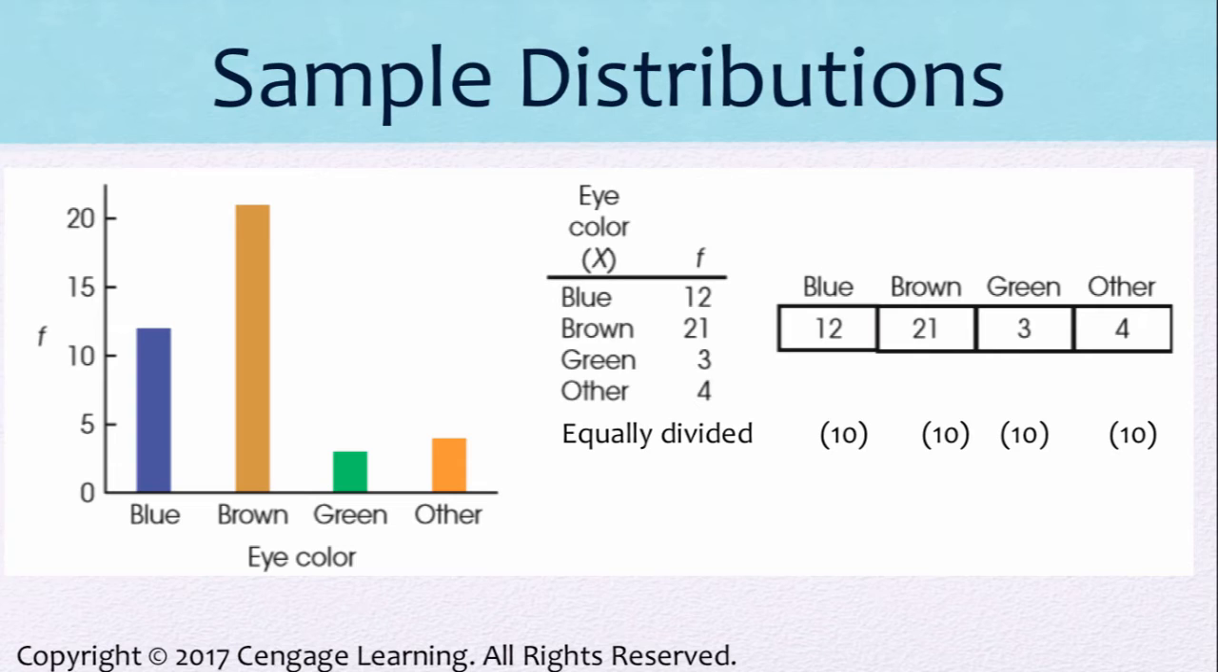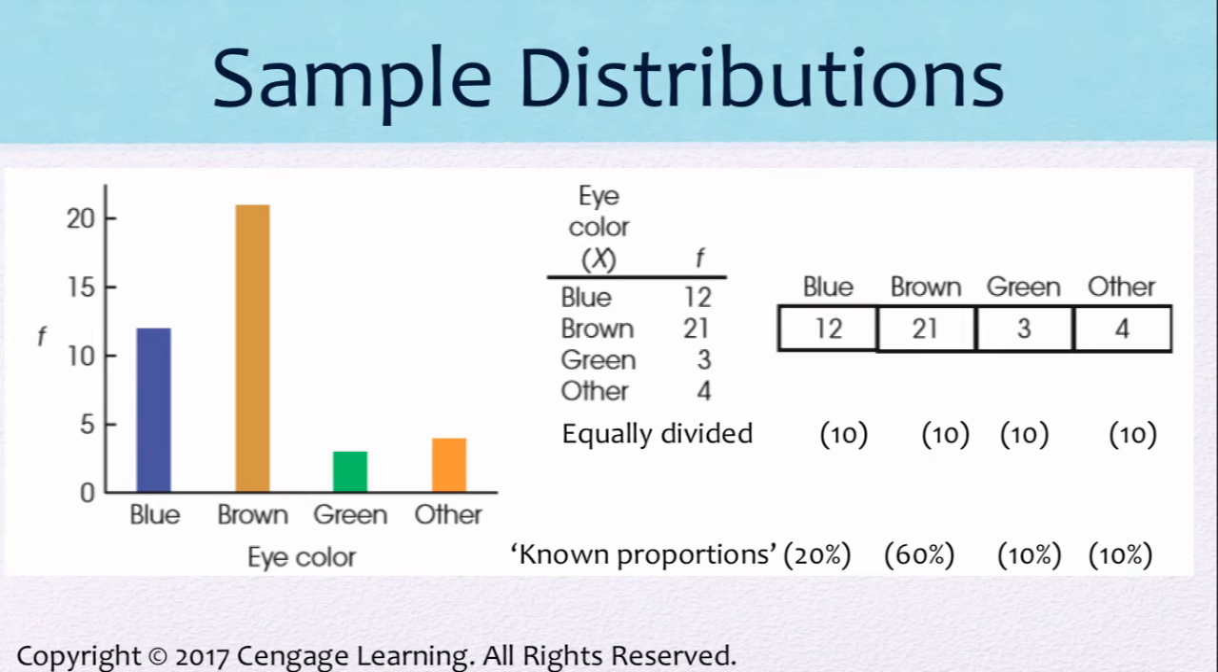And so eye color would be expected to be equally divided among the categories. If we know there's a total of 40 participants in our sample, we're saying that 25% of all of the participants are going to fall within each category. Thus, you would have 10 individuals in each category expected, right?